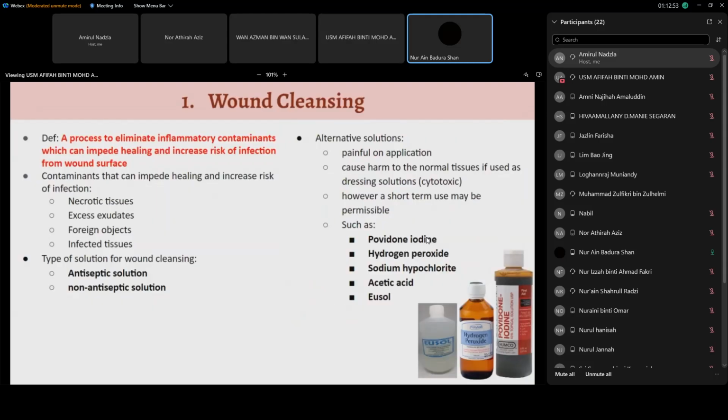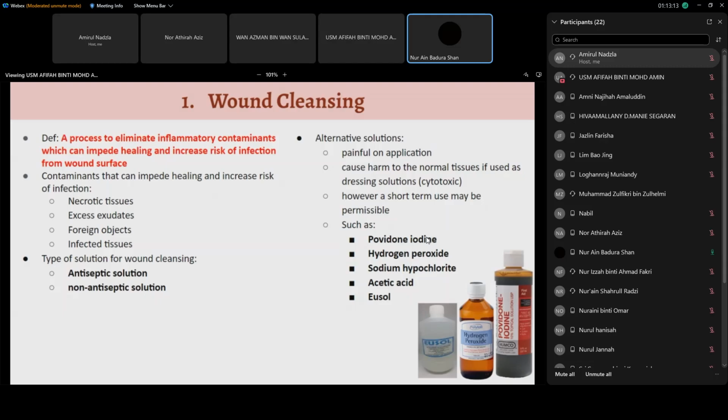So first is wound cleansing. The definition is a process to eliminate inflammatory contaminants from the wound surface, which can impede or prevent healing and increase the risk of infection. The contaminants include necrotic tissue, excess exudate, foreign bodies or objects, and infected tissues.